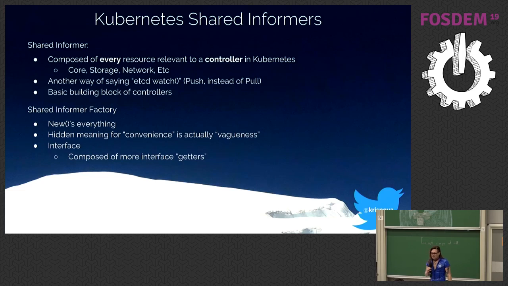A shared informer is a really important part of a controller. All a shared informer does is define things like all of the different API groups your controller might be interested in interacting with. So these are things like core. Core has things like pods inside of it, storage and network, et cetera. And these are all of the different objects in Kubernetes. A shared informer is just a grouping of these, and we have a shared informer factory that we can use to go and initialize all of these wonderful Kubernetes objects behind the scenes.